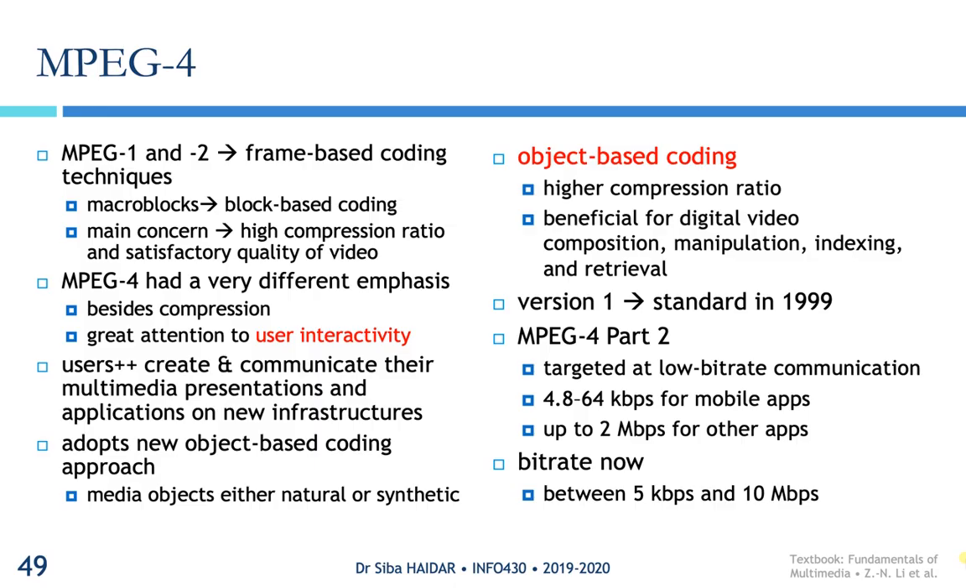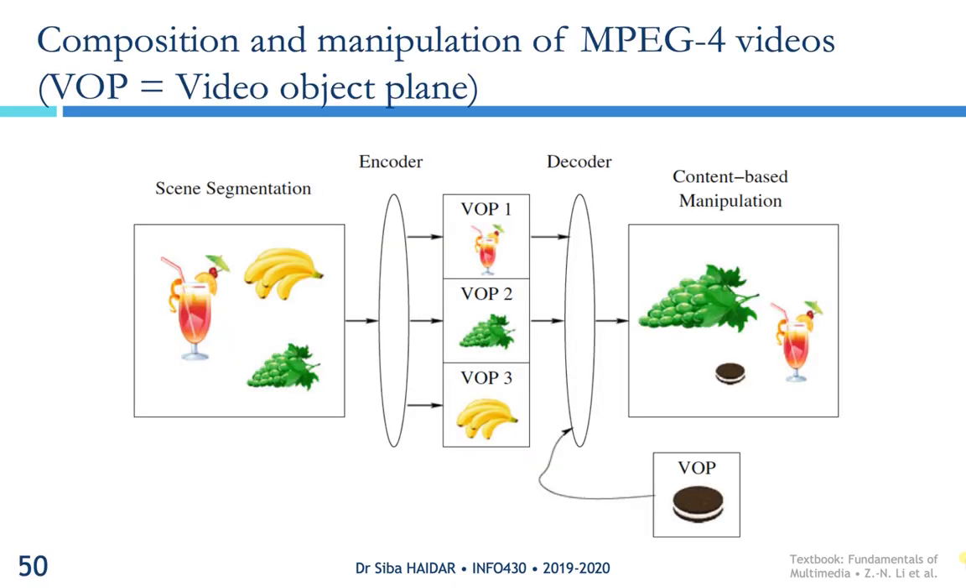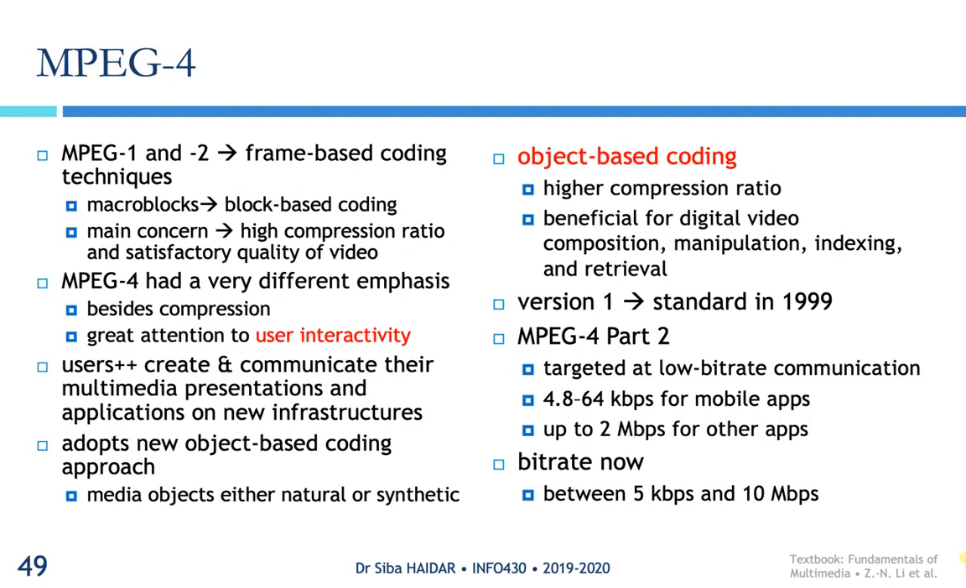Two other standards from ISO are MPEG-4 and MPEG-7. I will quickly explain what the purpose of MPEG-4 is. You can read them, this is very easy, but you have to know that MPEG-4 mainly provides great attention to user interactivity. Not only inside the video, which is linear coding and decoding, there is also interactivity with the user.